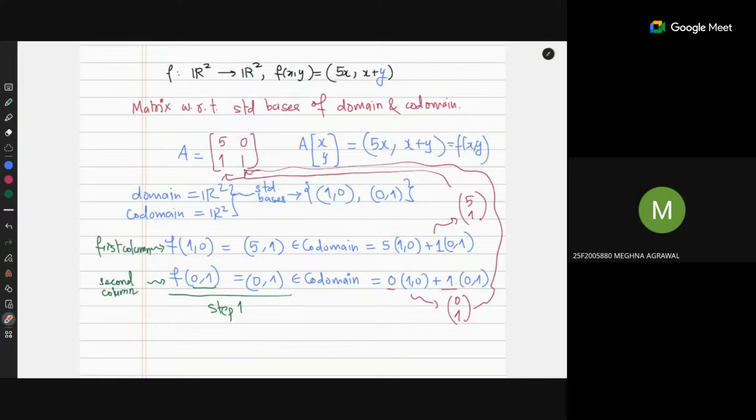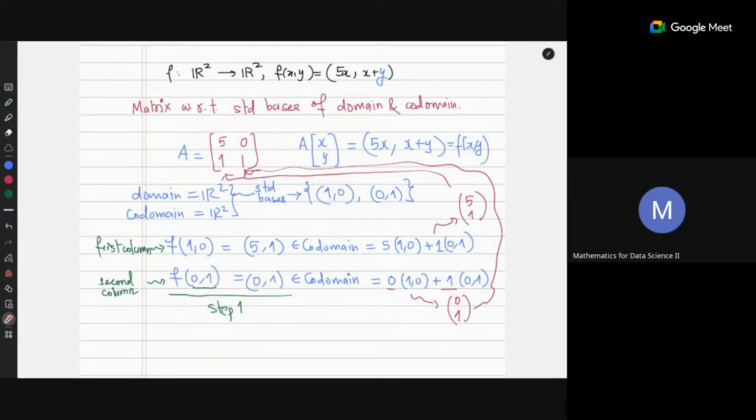Yes, sir. Yes, Jatin. Let's just say that the dimension of the codomain is R3. So you'll be using the standard basis of R3. So at that point, how are you supposed to find the linear combination with respect to the R2 basis?